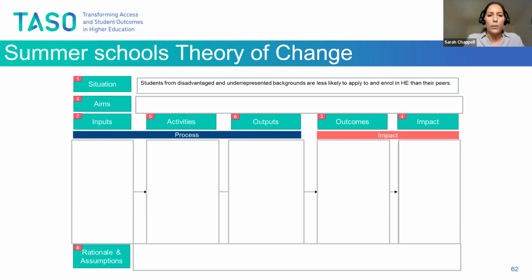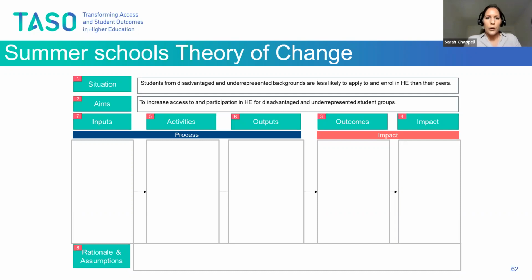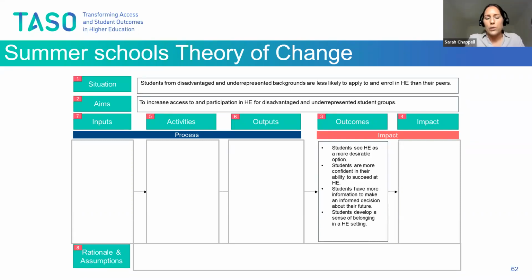The situation that we've got at the moment, obviously, is that some students from disadvantaged and underrepresented backgrounds are less likely to enroll in HE than their peers. So the aim of our summer school is to increase access and participation to HE for these disadvantaged and underrepresented groups. Which brings us on to the impact of our summer school. The outcomes we want from our summer school are that we want students to see HE as a more desirable option. We want them to be more confident in their ability. We want them to have the info they need to make an informed decision about their future, and we want them to develop a sense of belonging in an HE setting.